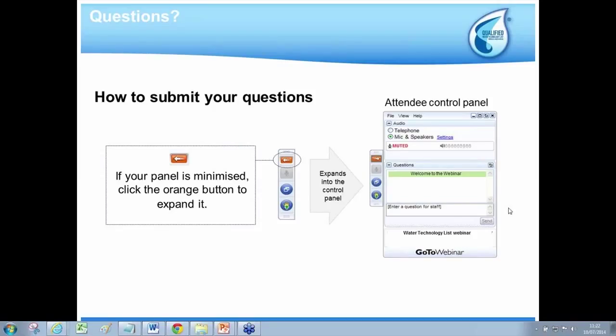And then the next question is, is there a government grant available for companies to invest in this equipment? I'm afraid the answer to this is no, not through the WTL, as it's not a grant scheme.